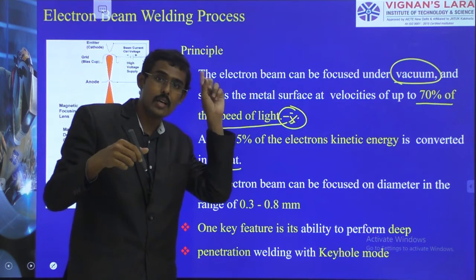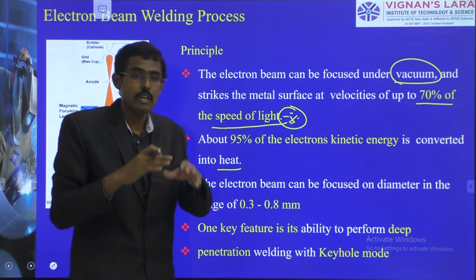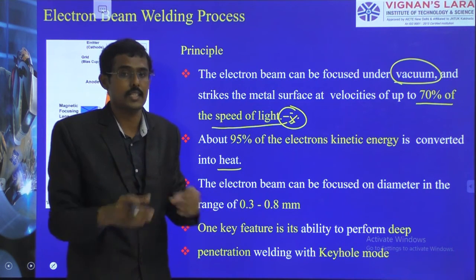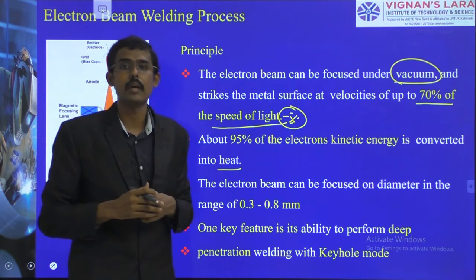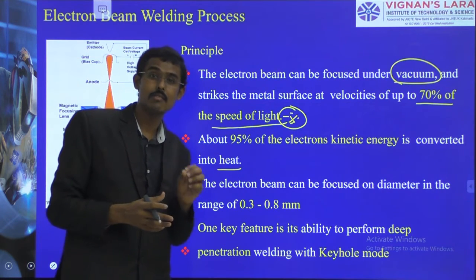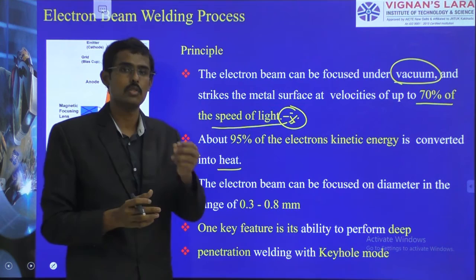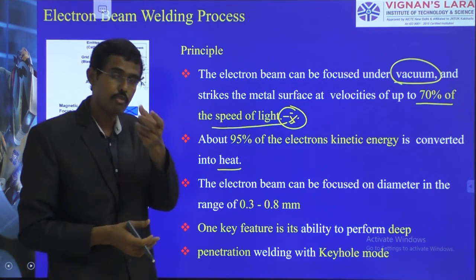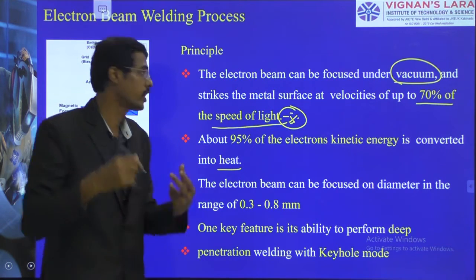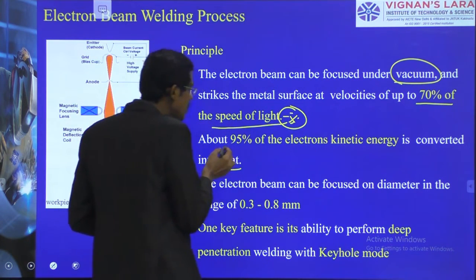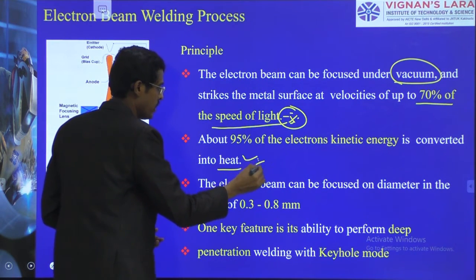In plasma arc welding also electrons are released, and in TIG welding also electrons are released. But there we protect the environment with shielding gases. Even so, there is a chance that if some forceful air is applied from the atmospheric side, there will be disturbances. But here we use a vacuum chamber, so there is no chance of disturbances. Therefore, obviously, the released electrons are converted into the energy format of heat. That is what we are saying: 95% of the electron kinetic energy is converted into heat.